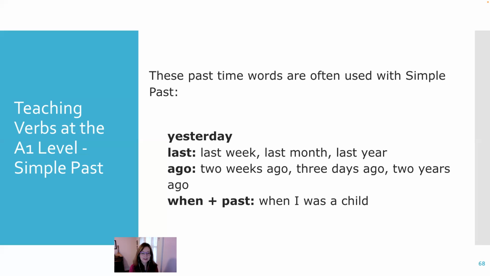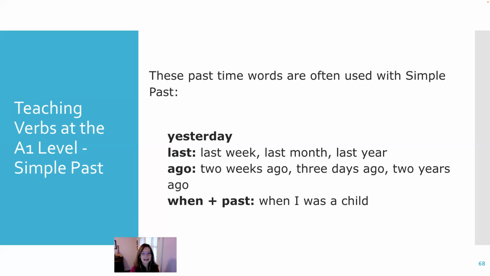Last is another one of those key words. So we can say every week I eat breakfast. I eat oatmeal for breakfast, but last week I ate bacon and eggs. So we can show again a contrast between what we do every day, which is the simple present tense, and yesterday, which is the simple past tense.